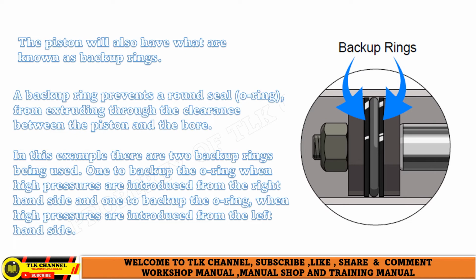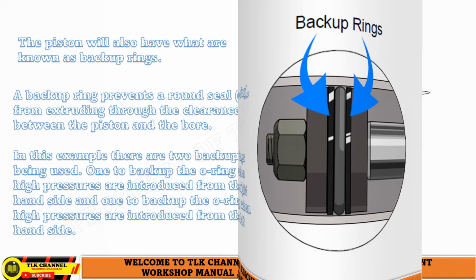The piston will also have what are known as backup rings. A backup ring prevents a round seal, an O-ring, from extruding through the clearance between the piston and the bore. In this example there are two backup rings being used. One to back up the O-ring when high pressures are introduced from the right-hand side and one to back up the O-ring when high pressures are introduced from the left-hand side.